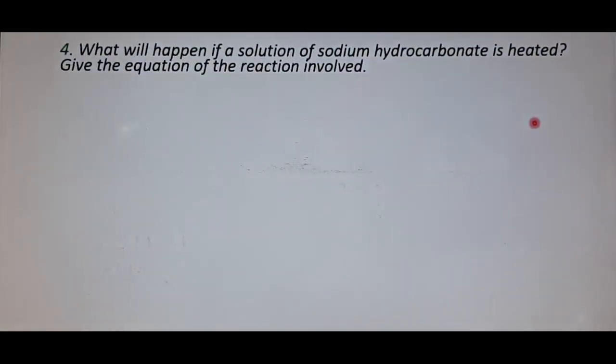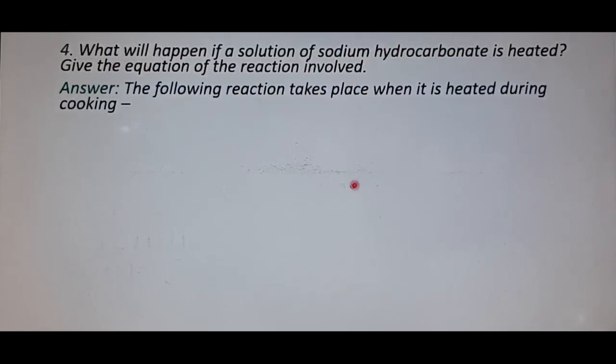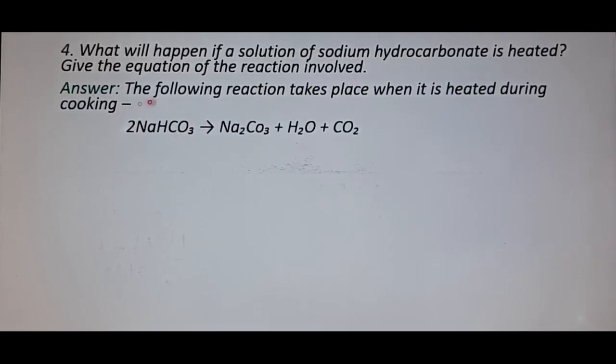What will happen if a solution of sodium hydrogen carbonate is heated? Sodium hydrogen carbonate is baking soda. Give the equation of the reaction involved. This we have already done 2 or 3 times. When sodium hydrogen carbonate or baking soda is heated, it will give us sodium carbonate plus water plus carbon dioxide.